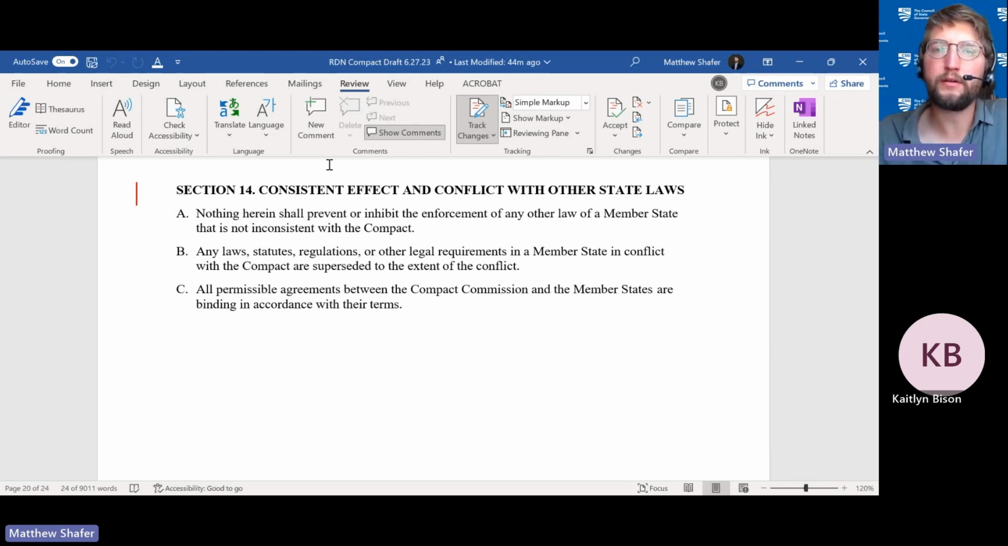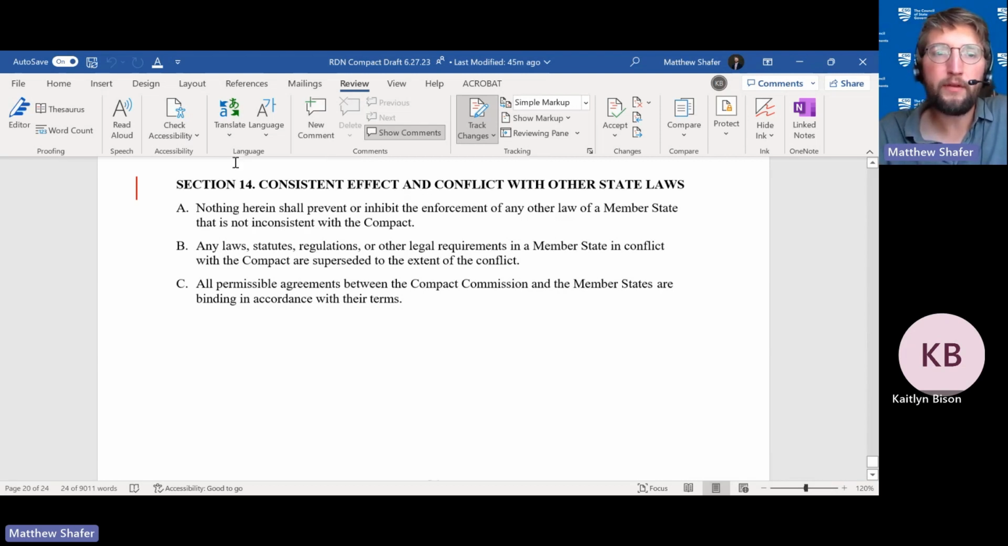It's very rare for there to be conflicts. The compact doesn't touch the licensure process at all. It doesn't touch scope of practice at all. Those things are untouched by the compact. So it's very rare that a state would have a law on the books that conflicts with the compact. Sometimes you'll see it around rulemaking procedures or meetings, public meetings, notices, things like that. But around the licensure process and scope of practice, all of that is untouched by the compact, so it's very rare that there would ever be a conflict between the compact and state law there.